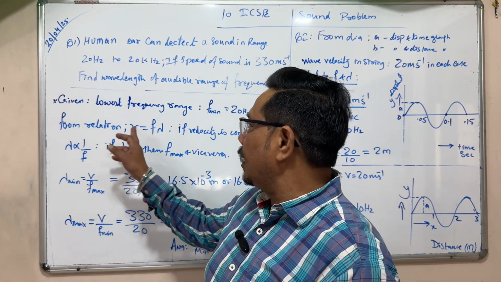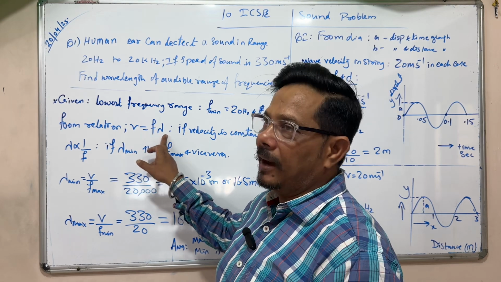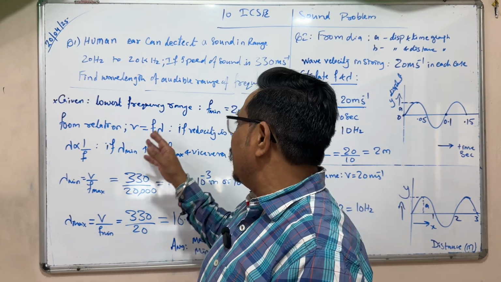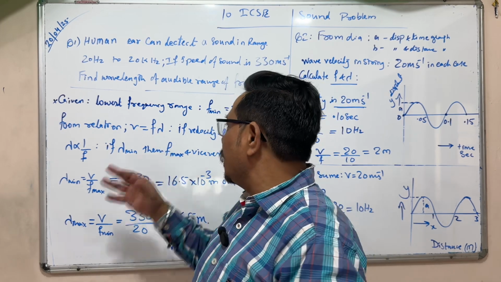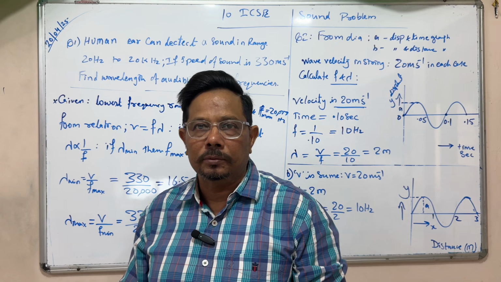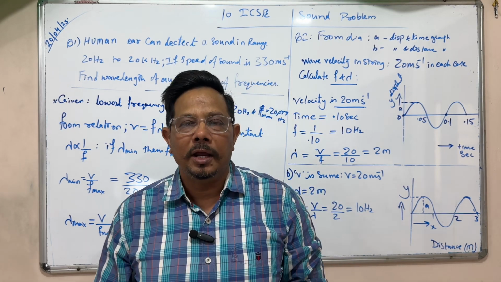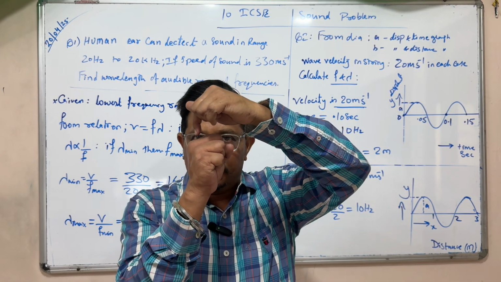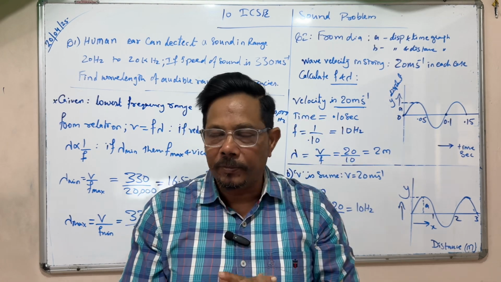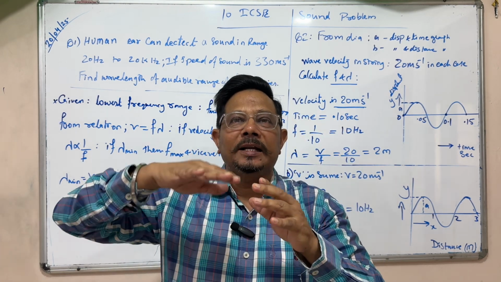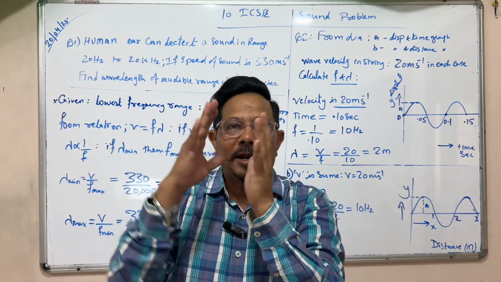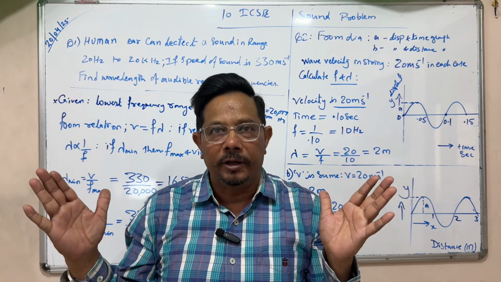According to the formula, V is equal to f lambda. Sometimes we say nu lambda also. Lambda is the wavelength, f is the frequency, and V is the velocity of sound. If the particle vibrates in a particular time, that is called frequency. And whatever distance the disturbance travels in one vibration, that is called wavelength.